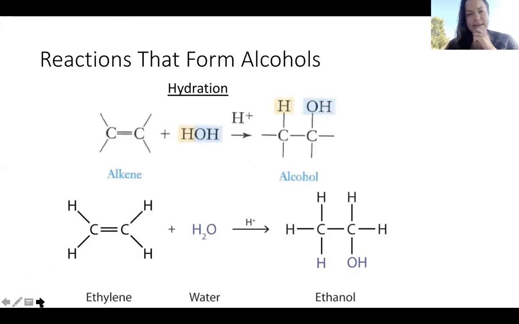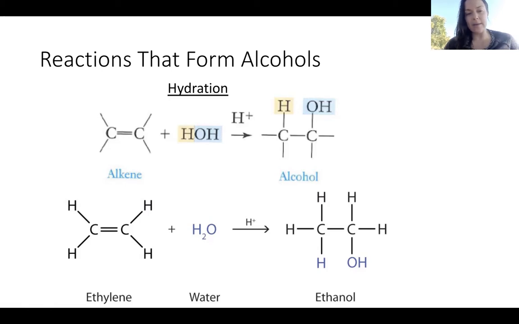Again, questions you guys had about this were reactions that form alcohols. And the main one you should know about is the hydration. And look at the word, it's hydration. Doesn't it make you think of hydrate? And so when you think of hydration, you need water, right? So you can hydrate across a double bond. So we've seen this reaction when we were looking at the alkenes.